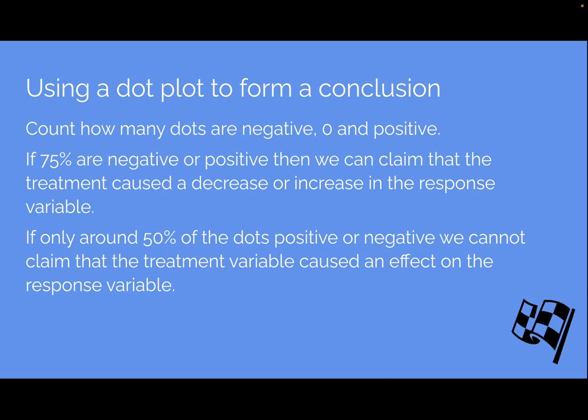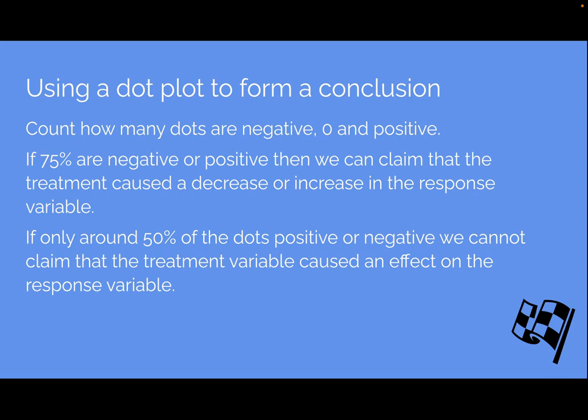If 75% of your dots are below 0, you can claim the treatment caused a decrease in the response variable. If 75% are above 0, you can claim there was an increase. But if only around 50% of the dots are positive or negative, then you cannot claim that the treatment variable caused an effect. So you have to have 75% or higher going in the negatives or in the positives to show that there was a decrease or an increase in the response variable caused by the treatment.